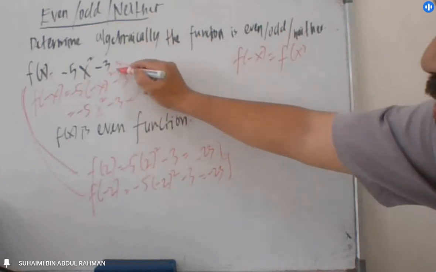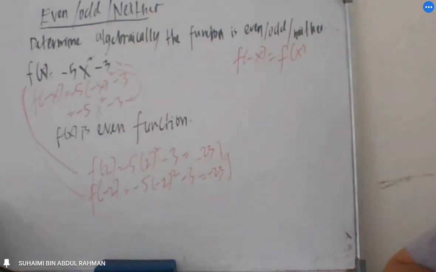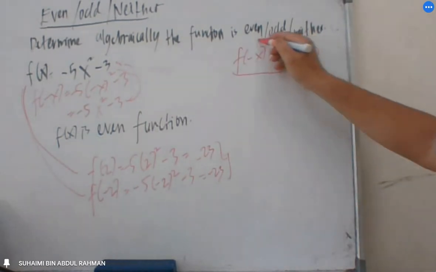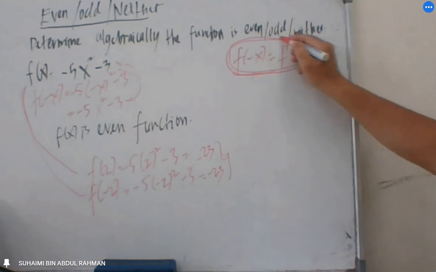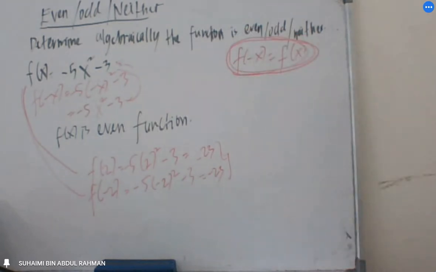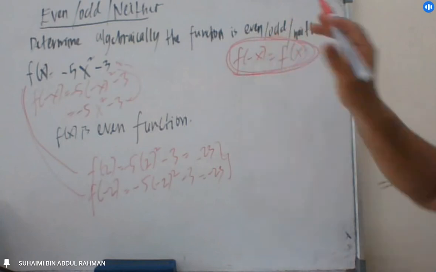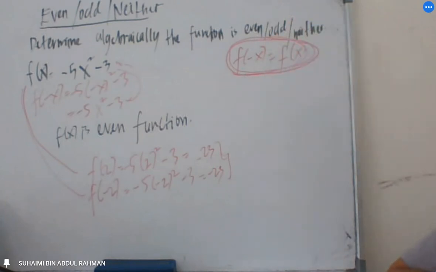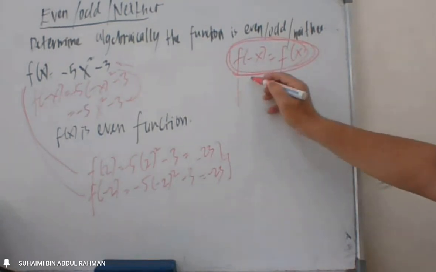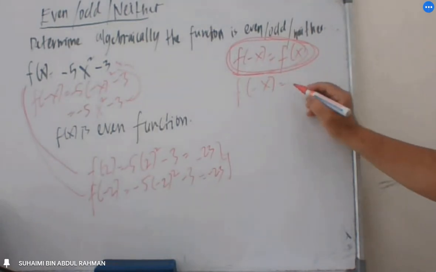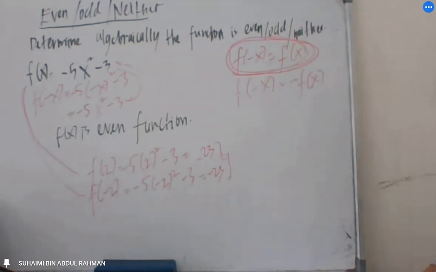So how do we know that? We test it. That's why this one is important. Early in the class, I said that we test. This is the case for the even. For odd, f of negative x equals negative f of x. For that case, this is odd, right?